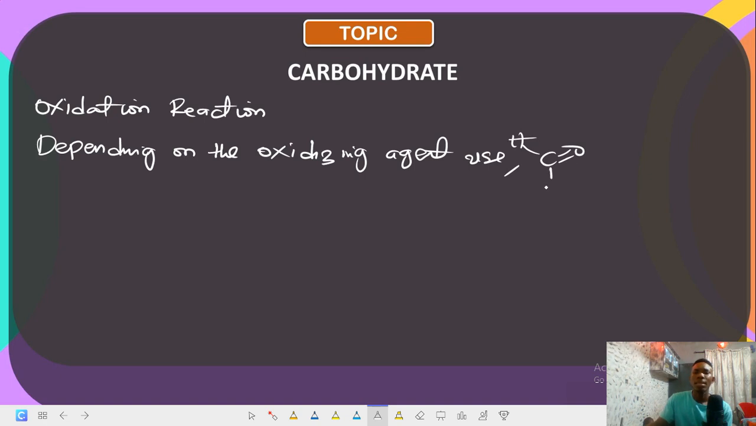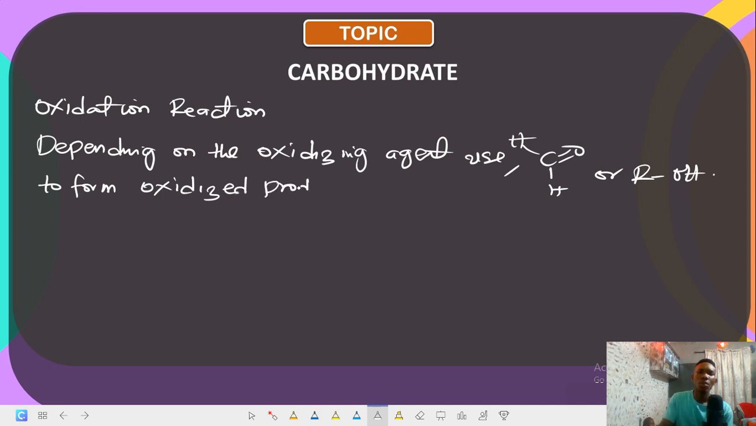Let's say this is the aldehyde functional group, or the alcohol functional group. Let's say the OH group of the carbohydrate, or the OH functional group of carbohydrate, to form the following product, to form oxidized product. Now the oxidized products mostly are acid, carboxylic acid. Now let us take glucose for instance.